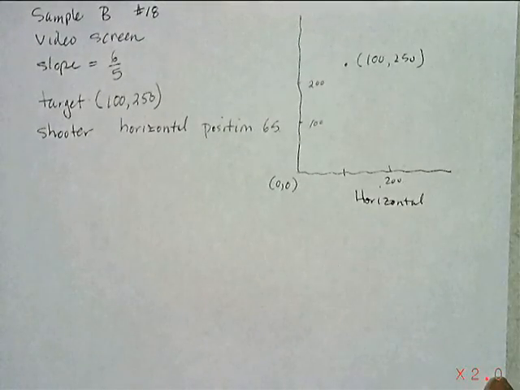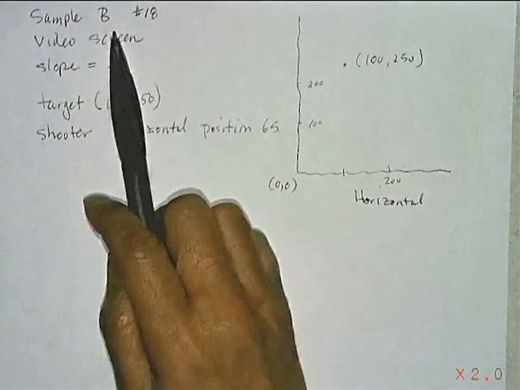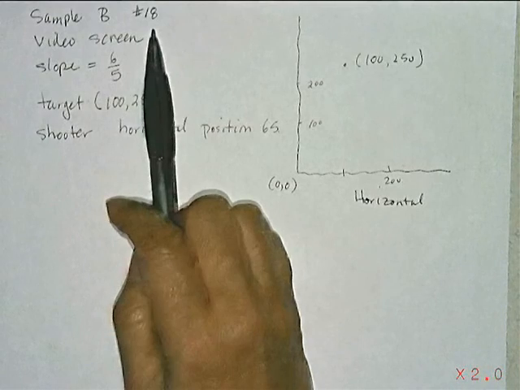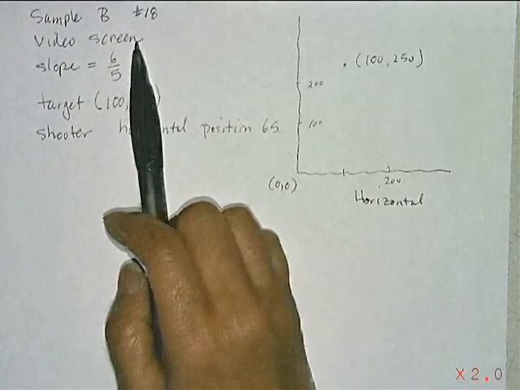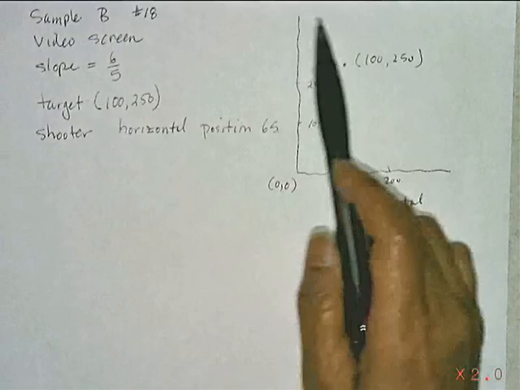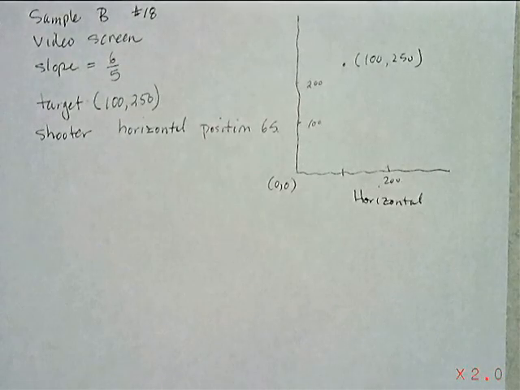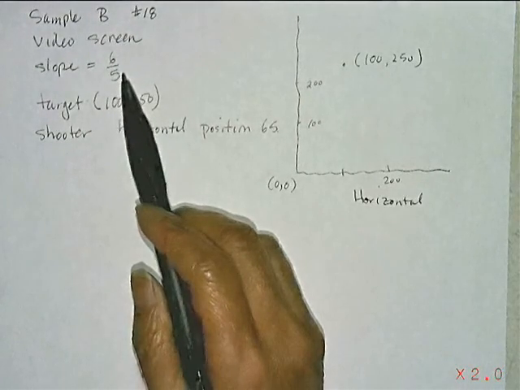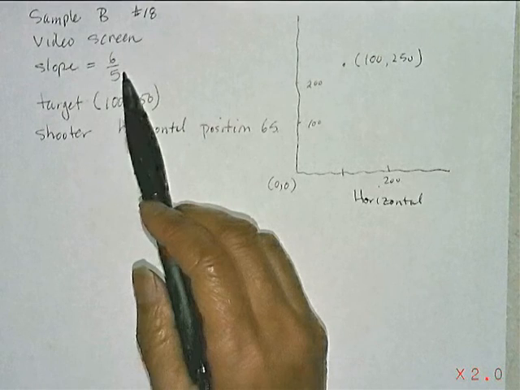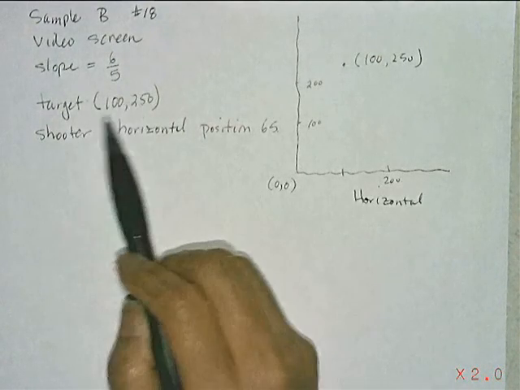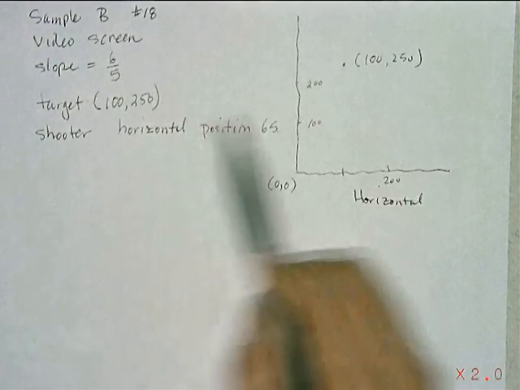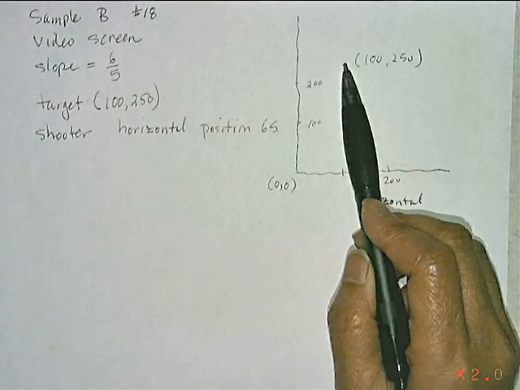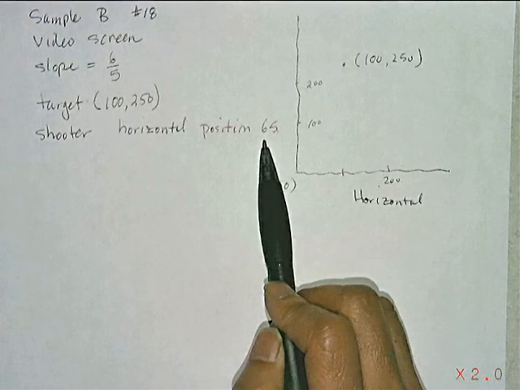Here's an example that was taken from the provincial exam. This was from sample B, and it's question 18. And I've just summarized the information for you. It's a video screen, and they gave you a sketch of the video screen. They tell you that the slope of trajectory is 6 to 5, and that the target is sitting at 100-250. There's 100-250, that's the target. And the shooter's horizontal position is 65.